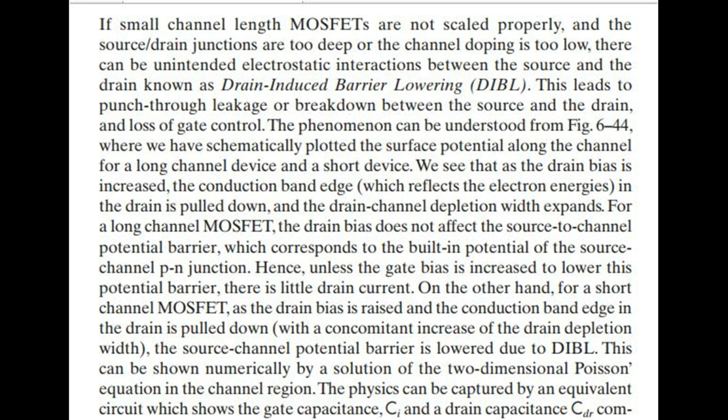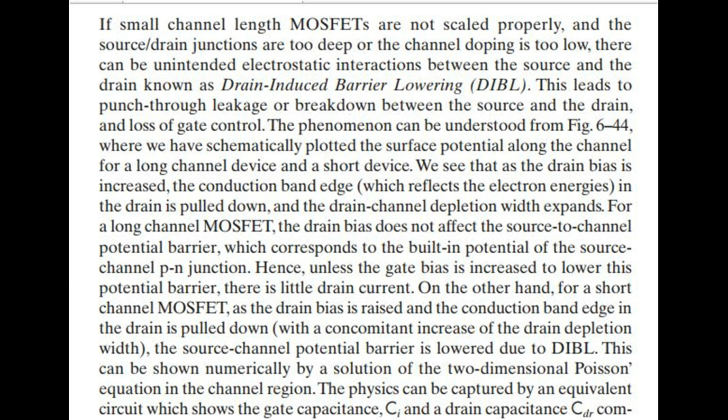For a long channel MOSFET, the drain bias does not affect the source-to-channel potential barrier, which corresponds to the built-in potential of the source channel PN junction. Hence, unless the gate bias is increased to lower this potential barrier, there is little drain current. On the other hand, for a short channel MOSFET, as the drain bias is raised and the conduction band edge in the drain is pulled down, with a concomitant increase of the drain depletion width, the source channel potential barrier is lowered due to DIBL. This can be shown numerically by a solution of the two-dimensional Poisson equation in the channel region.